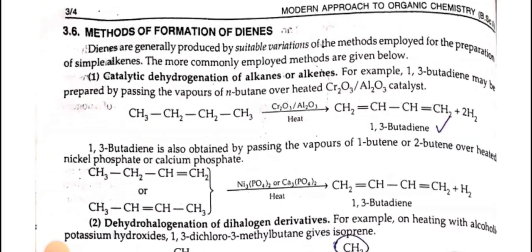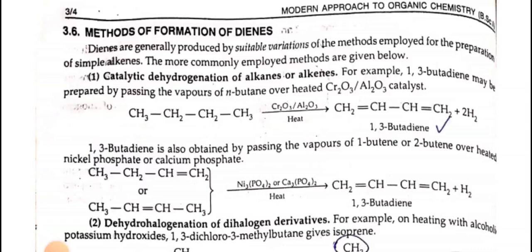3.6 Methods of formation of dienes. Dienes are generally produced by suitable variations of the methods employed for the preparation of simple alkenes. The more commonly employed methods are given below. First, catalytic dehydrogenation of alkanes and alkenes. For example, 1,3-butadiene may be prepared by passing the vapors of n-butane over heated Cr2O3 and Al2O3 catalyst.